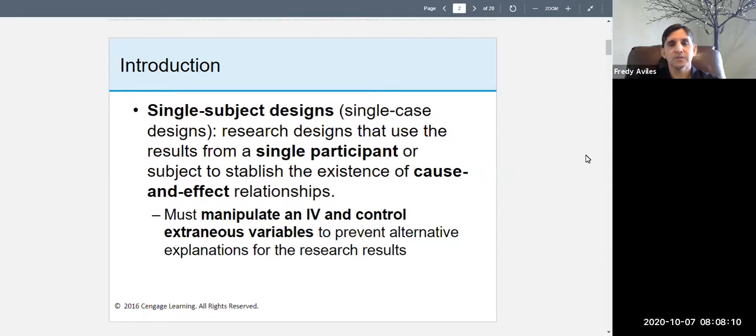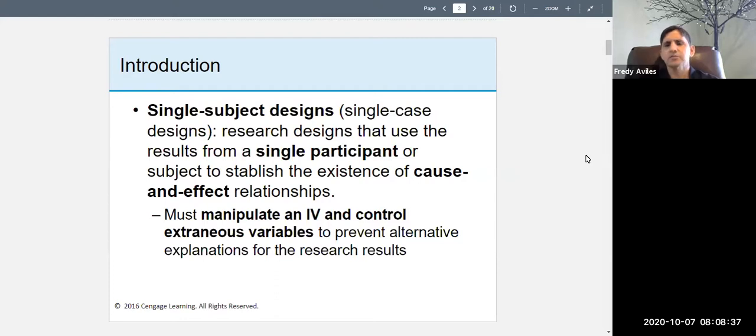But with a single subject design, you manipulate an independent variable and you control extraneous variables to prevent alternative explanations for the research results. So it uses some features of an experiment, okay? But this isn't really an experiment, it's a single subject design. It's like an experiment on one person, or an experiment on one rat or one pigeon, something like that.